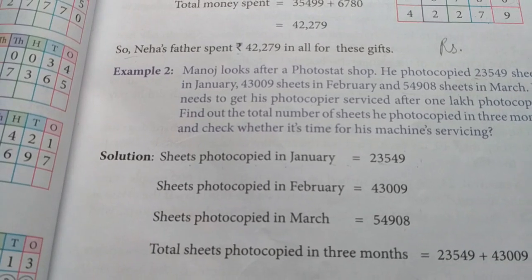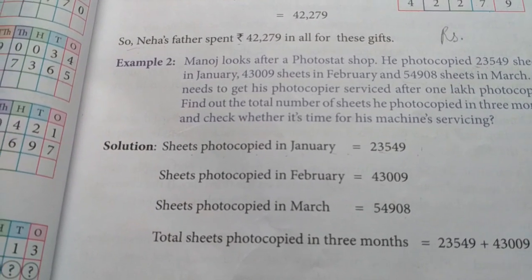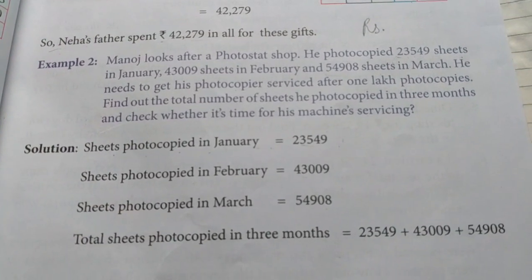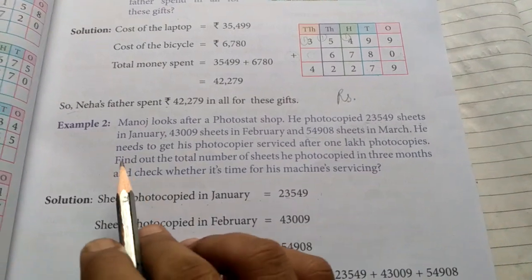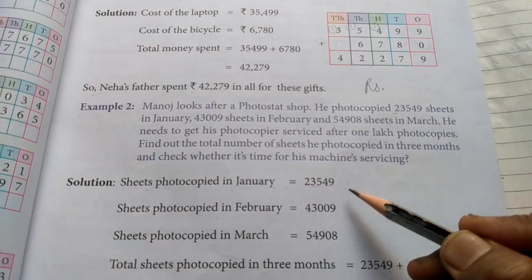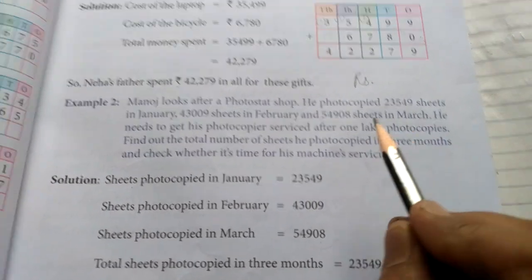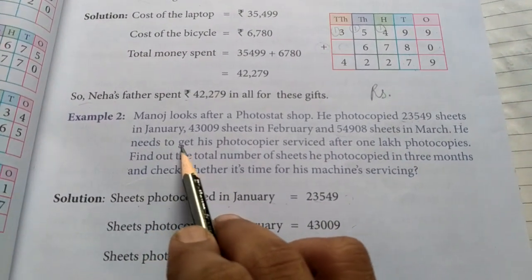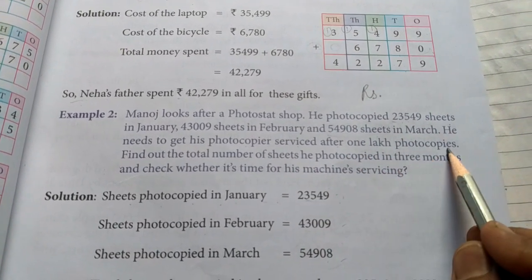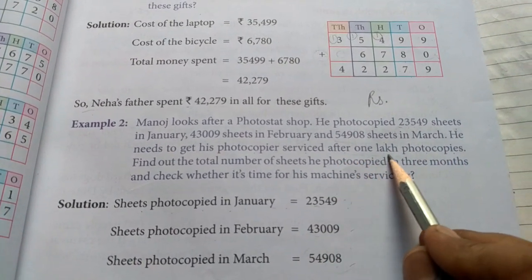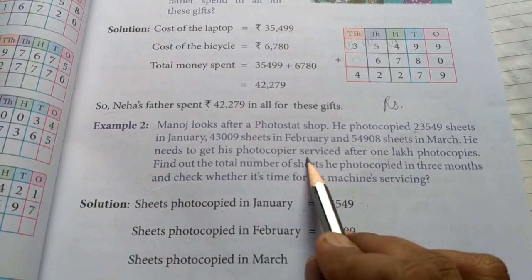In general terms also, we take our vehicles like car, bicycle, scooter, and two-wheelers for servicing. So whatever machinery items are there, they need to be serviced. The same thing is written over here, that for 3 months he has done this much amount of photocopies. But one condition is given in the question, that he needs to get his photocopier serviced after 1 lakh photocopies. Now after doing 1 lakh photocopies, Manoj needs to get his photocopier serviced.